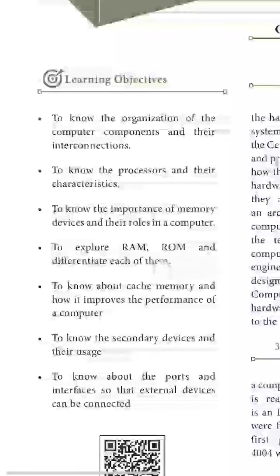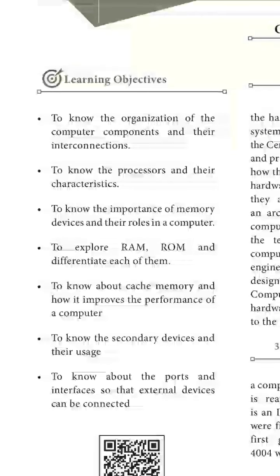In this chapter, we will learn the organization of the computer components and their interconnection. We are going to see the organization, or placing, of certain components in the circuit in such a way that it will be very easy to access them. We will also see the interconnection of these components, to know the processor and its characteristics.